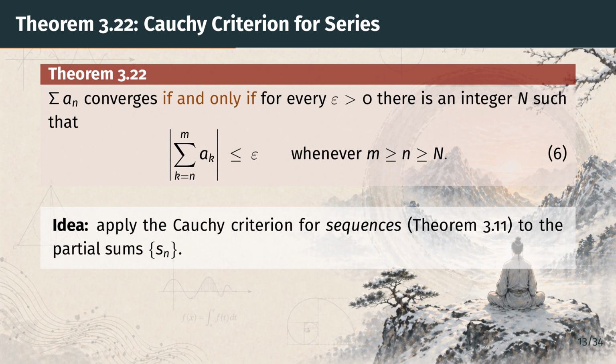The reason this is such a powerful tool is in what it does not require. We can use it to prove convergence without ever knowing what the sum is. For almost every series we will meet after this section, there is no closed form for the sum. The Cauchy criterion is what lets us still say, yes, it converges in those cases. The idea behind the proof, recorded in the highlighted box, is simply to apply the Cauchy criterion for sequences, Theorem 3.11, to the sequence of partial sums. The next slide makes that translation concrete.